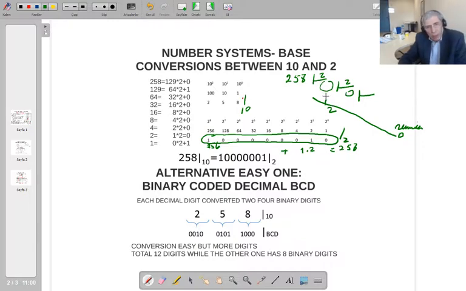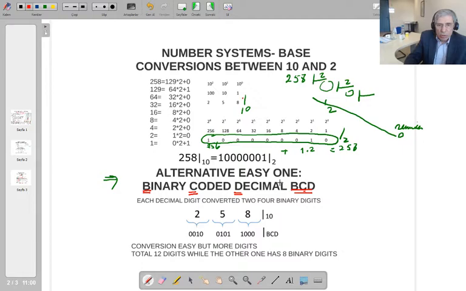So what they have done: is there any alternative to write a binary number corresponding to a decimal number? They introduced this new method, which is called binary coded decimal. This BCD coding comes from the first letter of binary, the first letter of coded, and the first letter of decimal. Write them together, BCD coding.